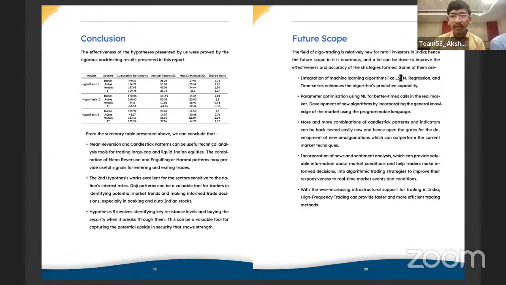For example, we can use machine learning algorithms like LSTM, and also do parameter optimization using ML. Also, Indian markets are highly susceptible to sentiment, so we can use the correlation with sentiments to find out different things and create more hypotheses. Also, we can backtest more and more patterns. And we can also use our execution skills by using HFT trading methods.